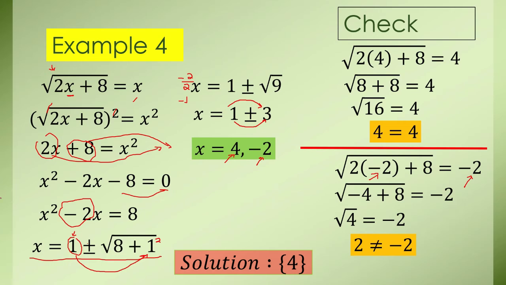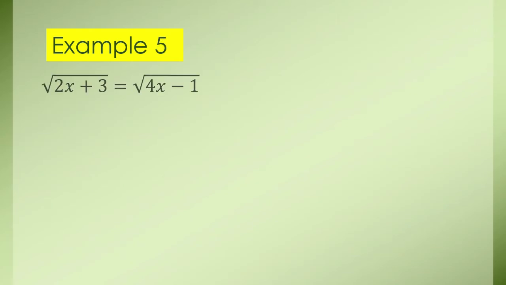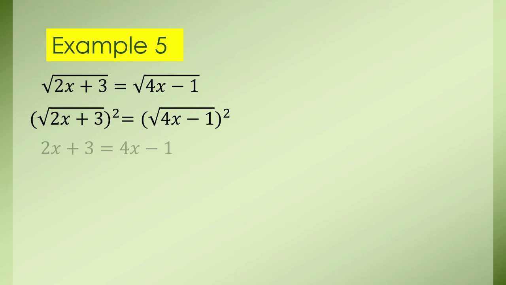Another example. Example 5. I have a square root on the left side and the right side. I go directly to exponentiate, to square both sides, you eliminate the radical, and now you solve the linear equation.